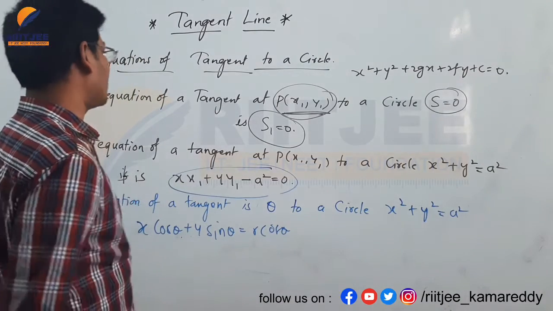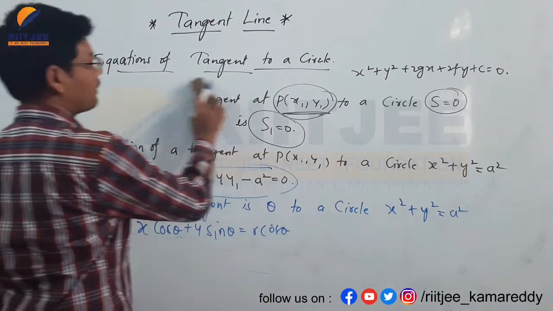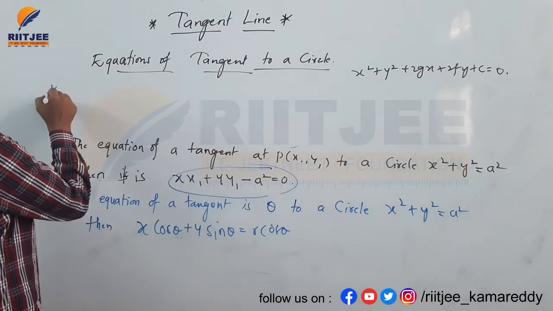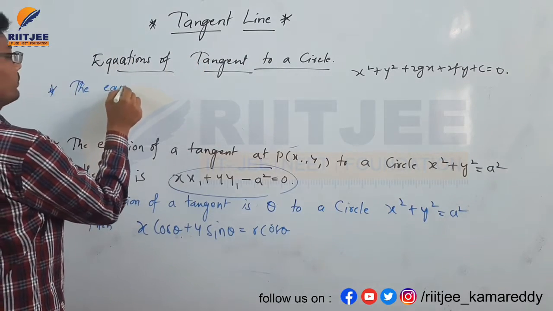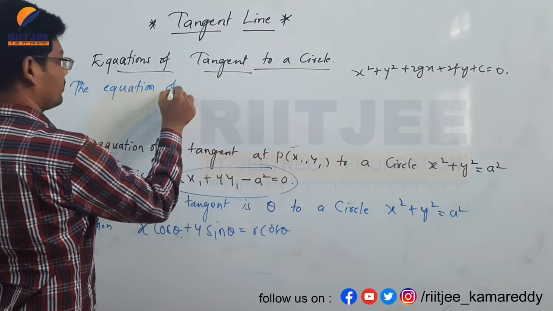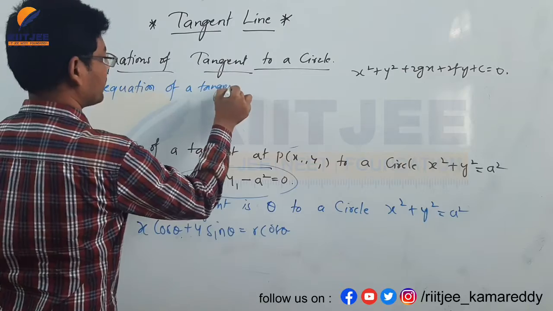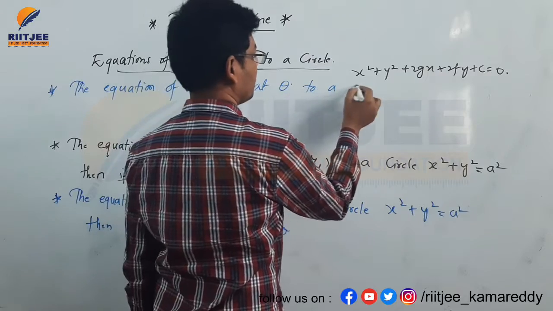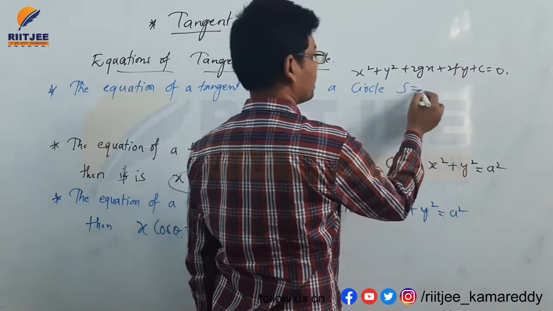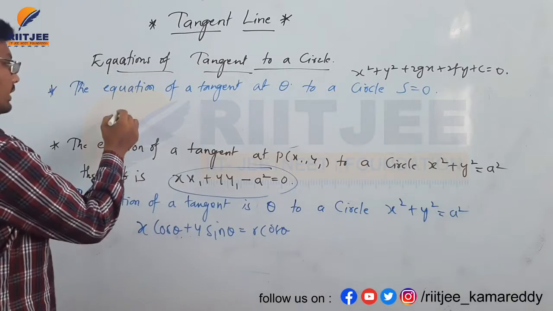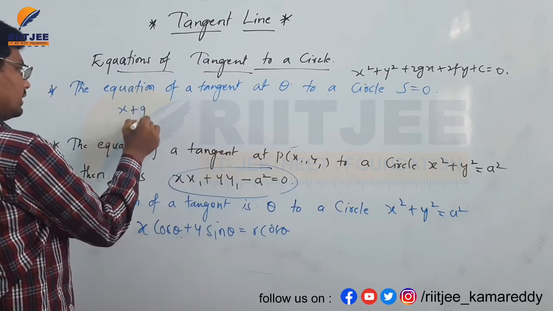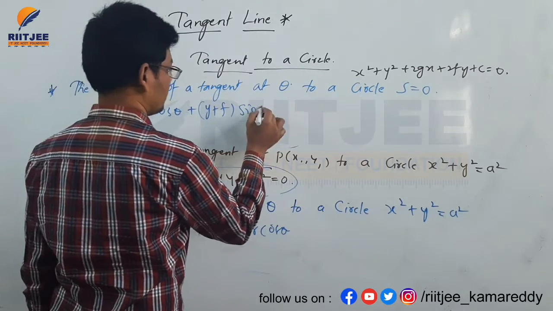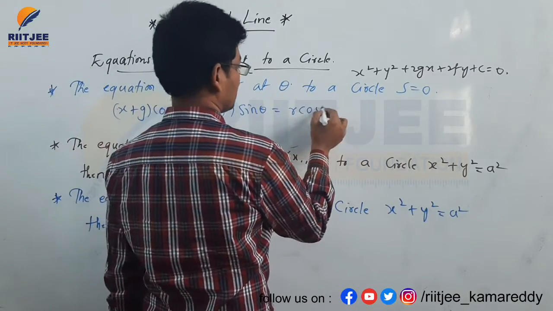And the next type of tangent line equation is the equation of a tangent at theta to a circle S equal to 0, that is (x plus g) cos theta plus (y plus f) sin theta equal to r cos theta.